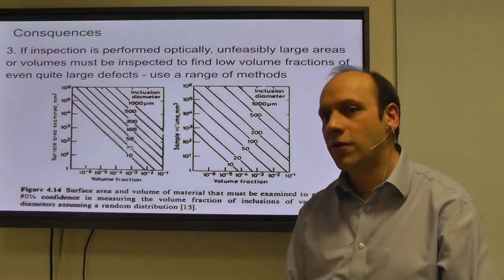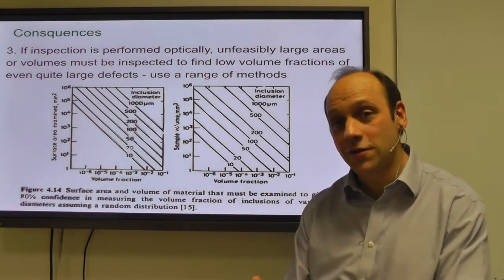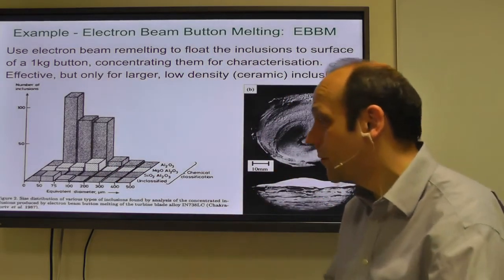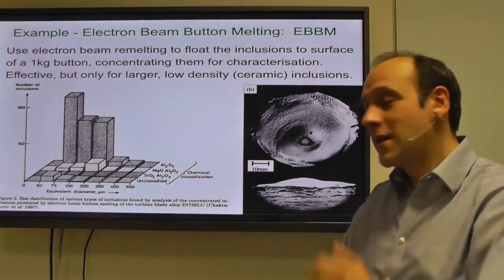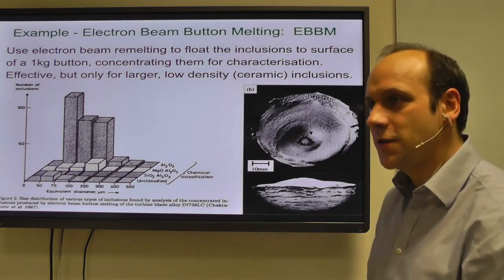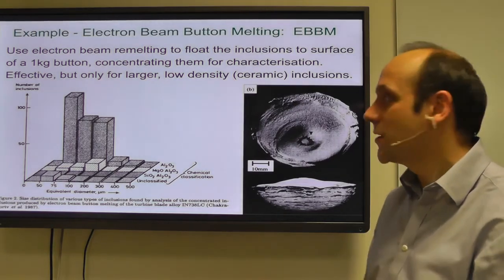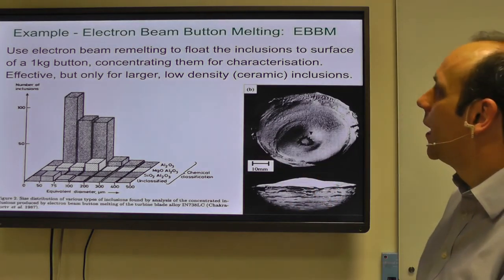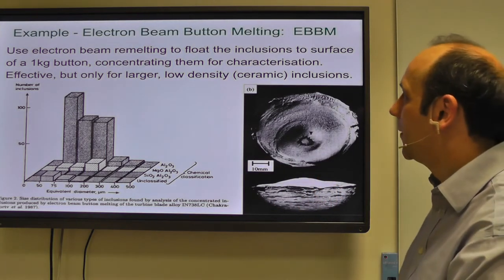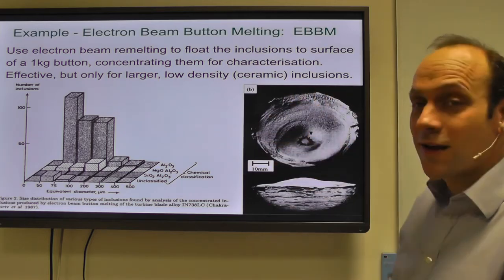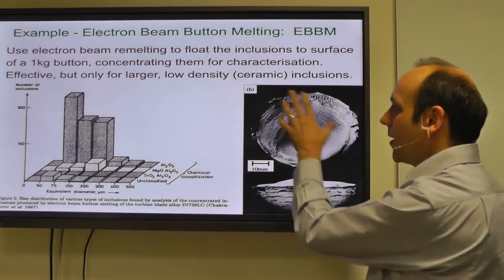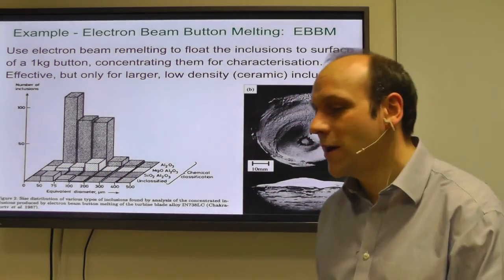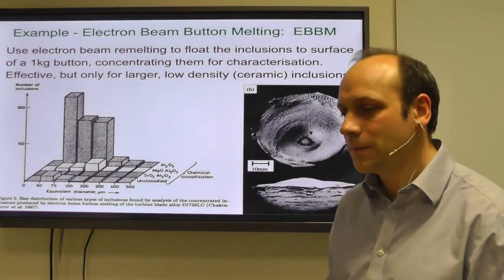The other thing you can do if you want to find a defect distribution is find a way to concentrate them. One way of doing that for ceramic inclusions, which are lighter than the metal, is that they will tend to float to the surface given an opportunity to do so in a relatively still fluid in the melt. So you take some material and you remelt it to make a button, called electron beam button melting, and then let them float to the surface of the button, concentrating them, which means you can characterize them in your SEM because you've got a relatively controlled area to study, and that allows you to make the defect distribution. So that's one way of measuring defect distributions practically.